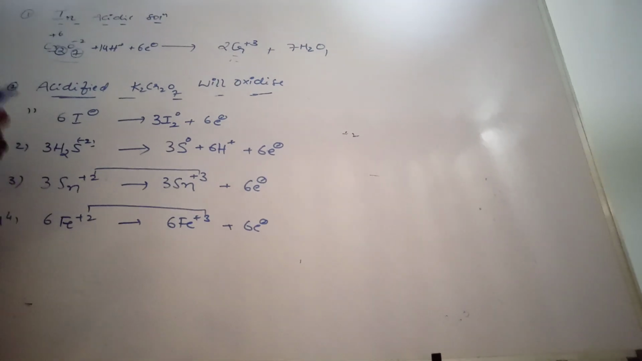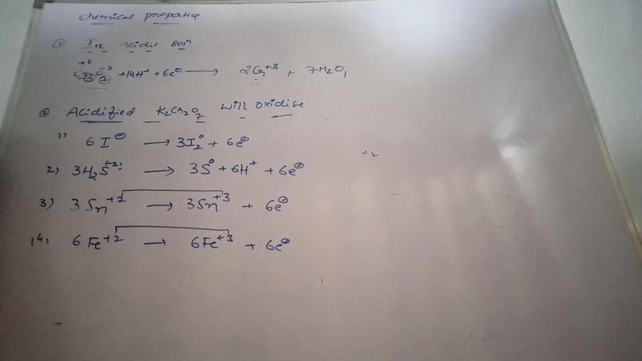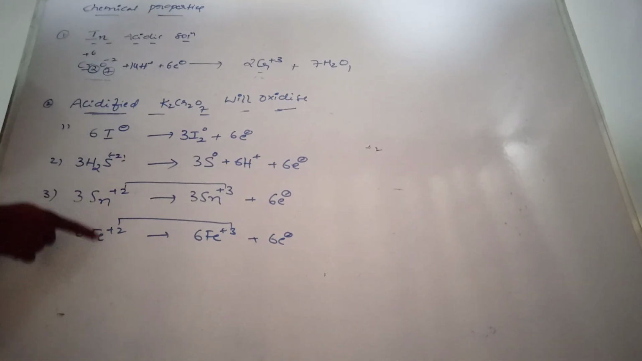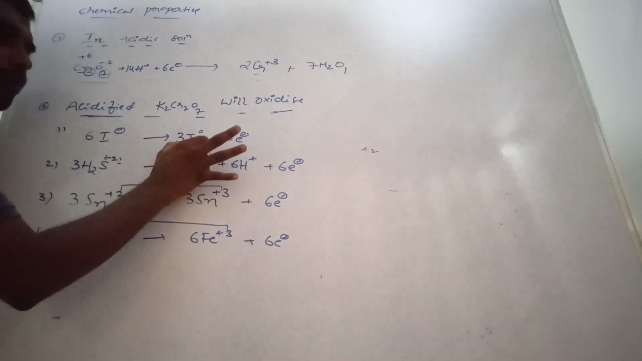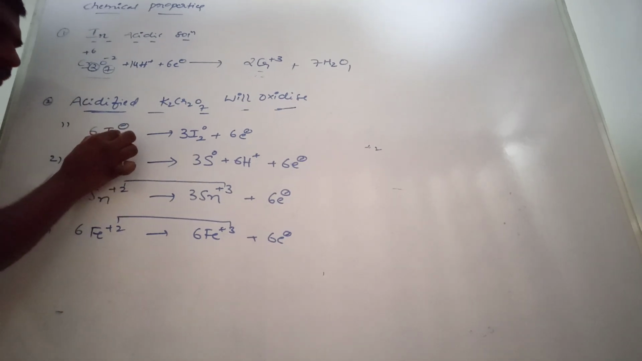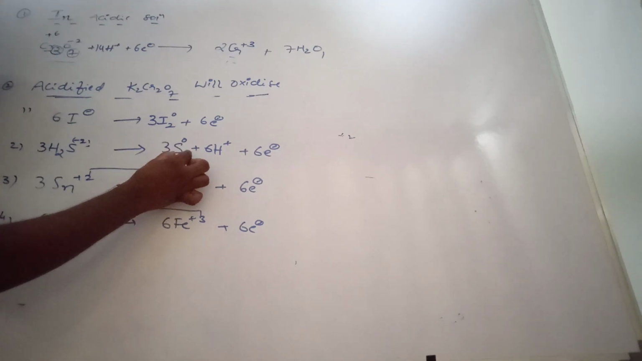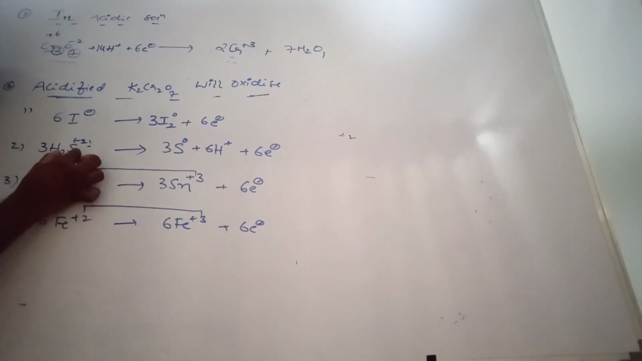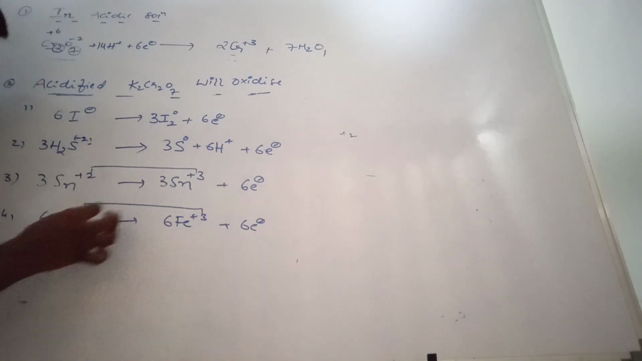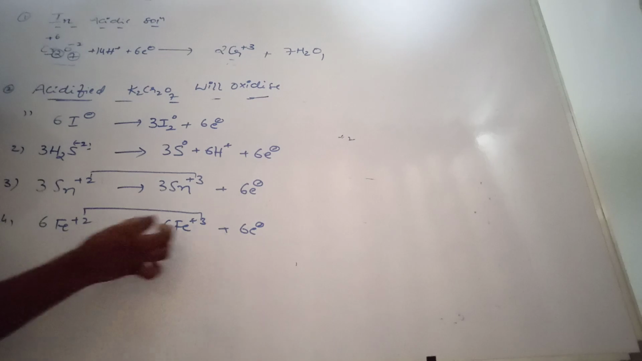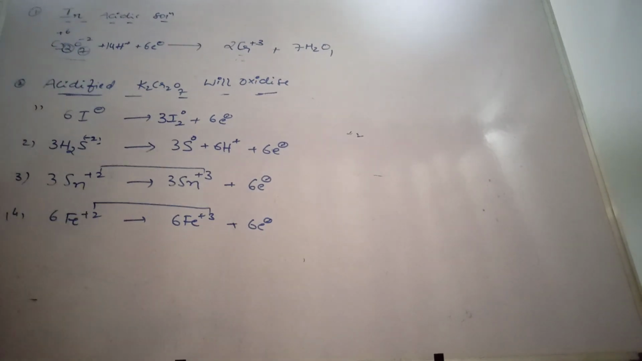One important point I am going to share with you now. See students, acidified, if you see these symbols, fix them in your mind: I minus to I2, balancing secondary. If H2S is given, you get only sulfur. Next, Sn plus 2 is converted to plus 3, and Fe power plus 2 is converted to Fe power plus 3. For all of you to understand, I will write one overall reaction.